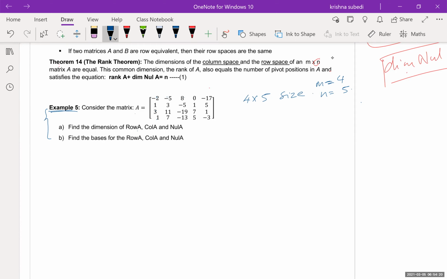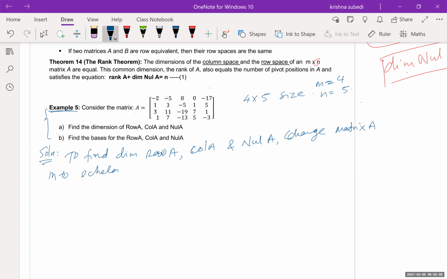So all you need to do is change the matrix into echelon form in order to figure out dimension, right? Because dimension of column A means linearly independent columns. So to find the dimension of row space of A, column space of A, and null space of A, change matrix A into echelon form.